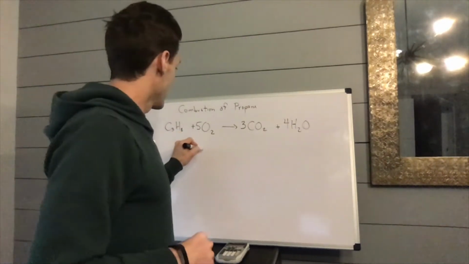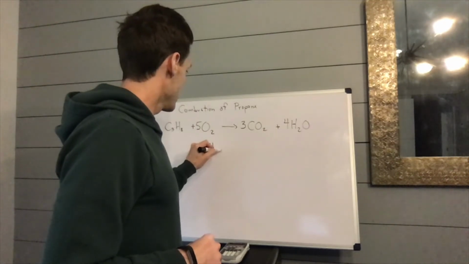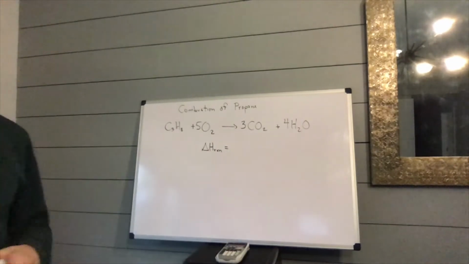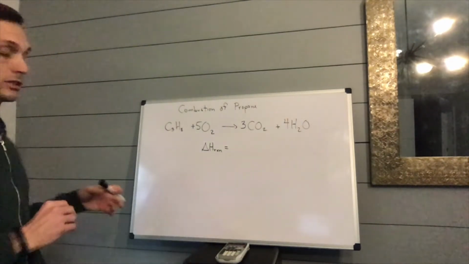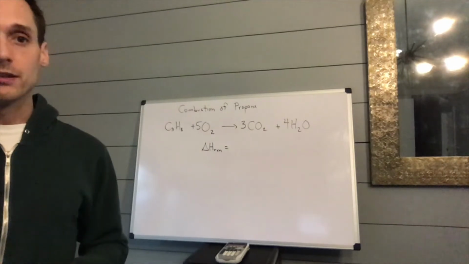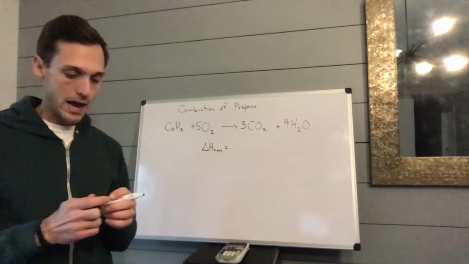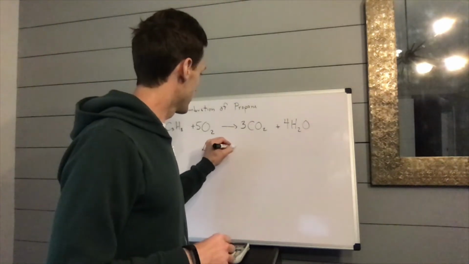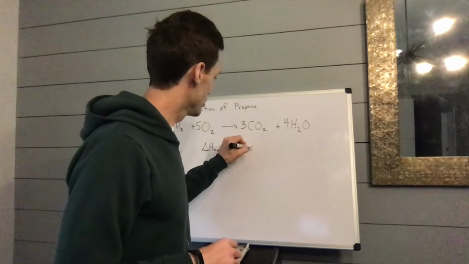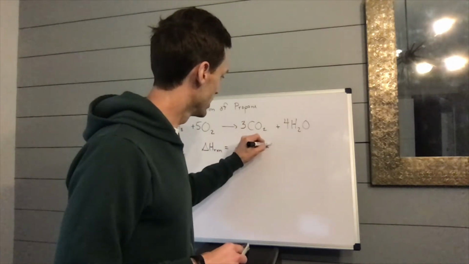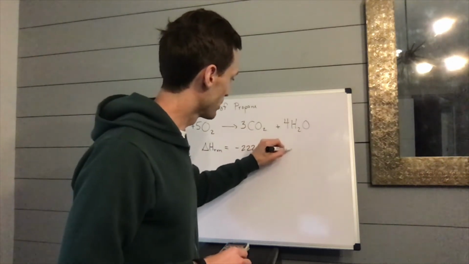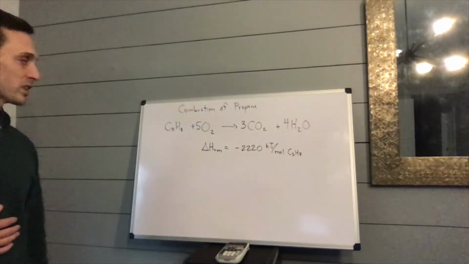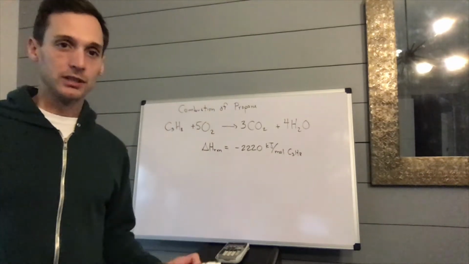Now, you can look up the delta H for this reaction, okay? And if you look, you can look them up in tables. There's lots and lots and lots of tables that just literally list the change in enthalpy of reactions for every reaction. And you can find that for this reaction, this delta H value will be negative 2220 kilojoules per mole of propane.